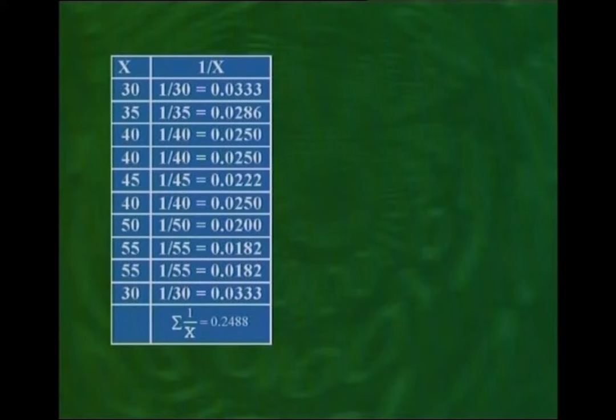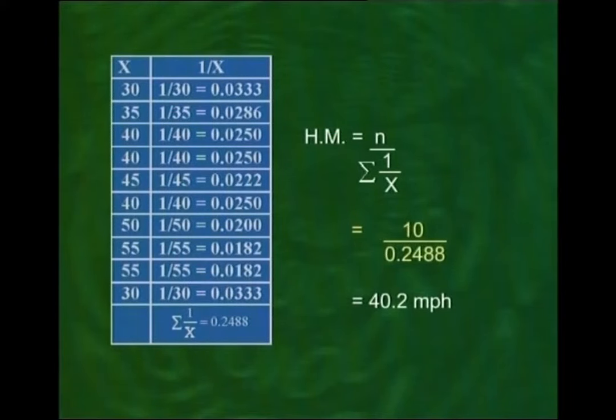Doing that, the first reciprocal comes out to be 0.0333, the second one as 0.0286, and so on. And adding all of them, sigma 1 over x comes out to be 0.2488. Substituting this value in the formula of the harmonic mean, we obtain 10 over 0.2488 equal to 40.2 miles per hour. And students, this is exactly the same answer as what we obtained a few minutes ago as the correct average speed of this vehicle.